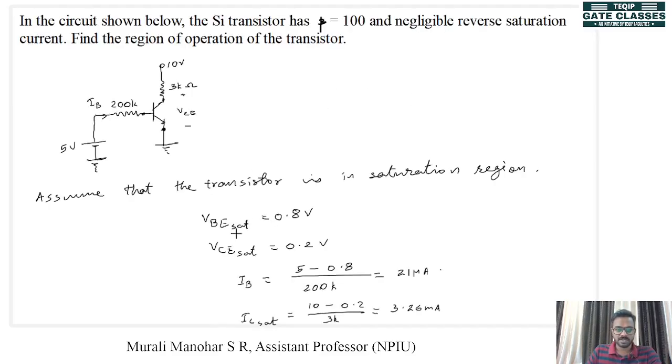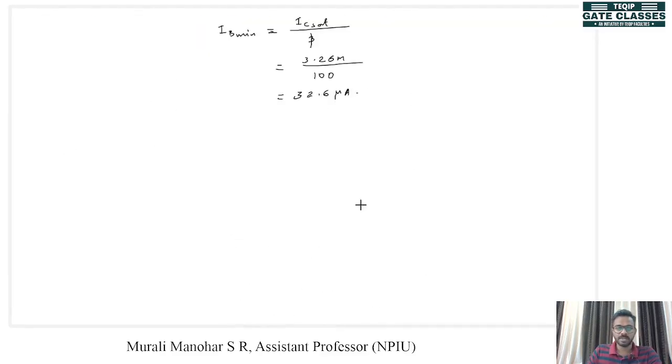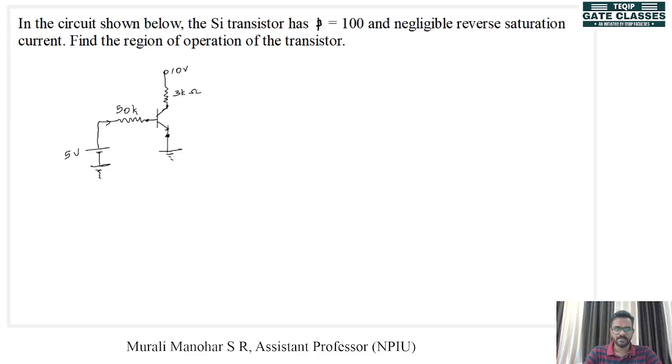Now when we look at this IB, which is 21 microampere, and IB min, which is 32.6 microampere, we can see that IB min is greater than IB. This means our transistor is in active region, and that also means our assumption was wrong, but it was just an assumption, so it doesn't matter to us, right? Let's do the next problem.